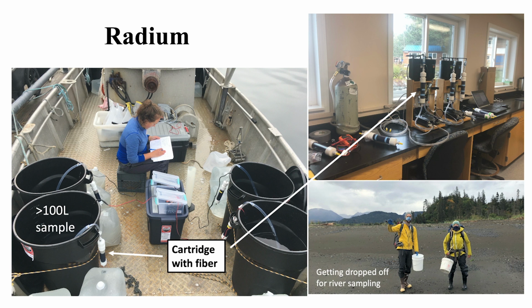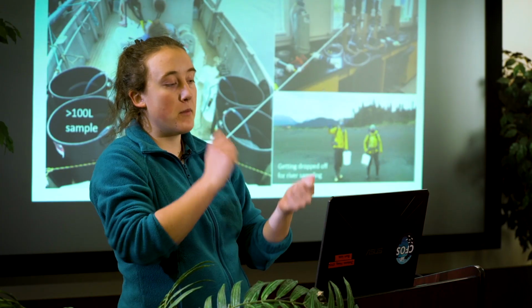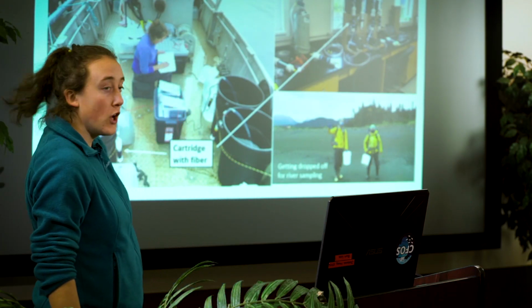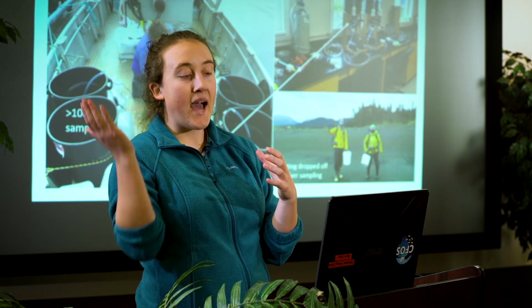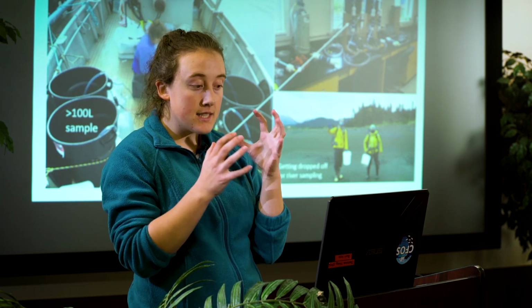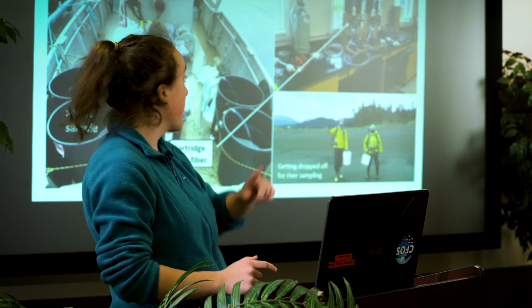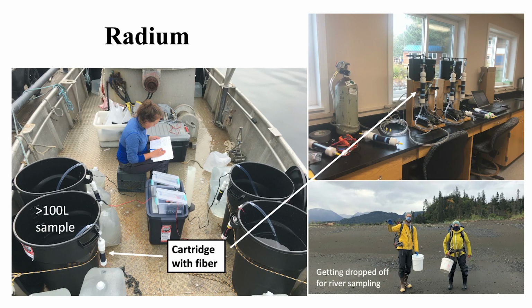You can see I put my samples in garbage cans, and that's not even enough, so I need to fill carboys, and then I dump them in as the water is being filtered through these cartridges. The cartridges are filled with a fiber, and as the radium passes through that fiber, it basically sticks. Then I can take my cartridge back to the lab, stick it on my machine, and it'll tell me the counts, but then I'll make that into an activity or a concentration of radium in the water.